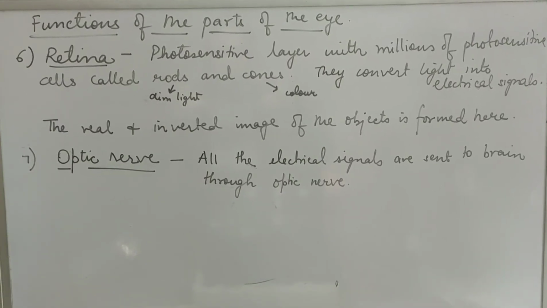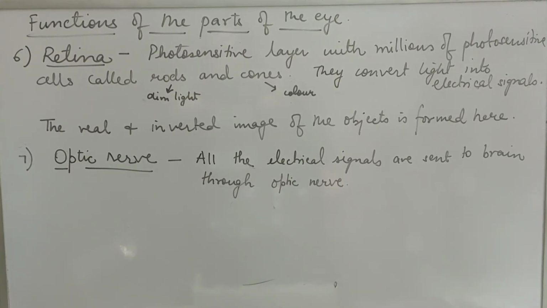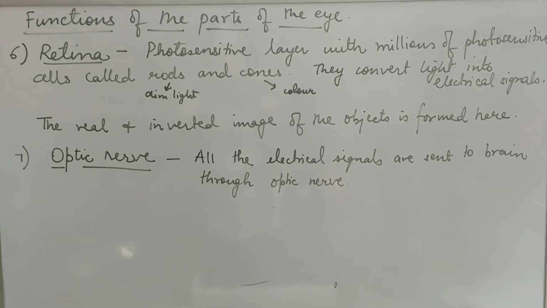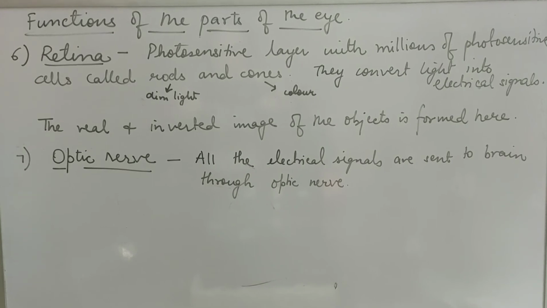Okay, so the retina is a photosensitive layer with millions of photosensitive cells called rods and cones. Rods are sensitive to dim light, cones are sensitive to color, and these cells convert light into electrical signals. Vision can be restored by surgery, in which the eye lens having the cataract is removed from the eye, and a new artificial lens is inserted in its place.